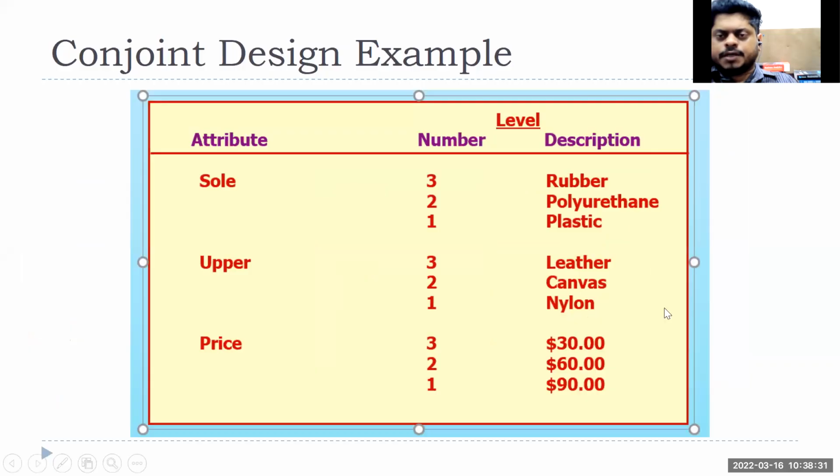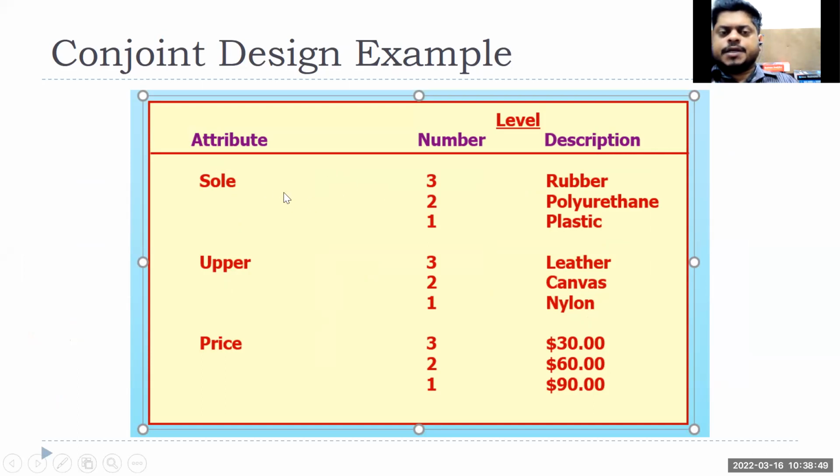So I have taken this example from the book Marketing Research, by Das and Malhotra. They have also done a similar type of analysis. Let's say there is a shoe company like Nike or Adidas. They want to understand the customer preference for certain types of shoes, right?